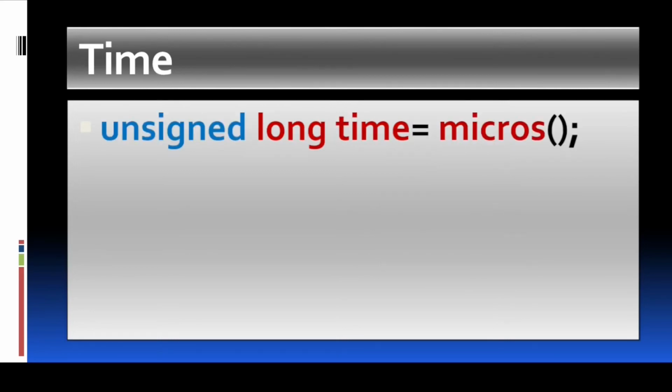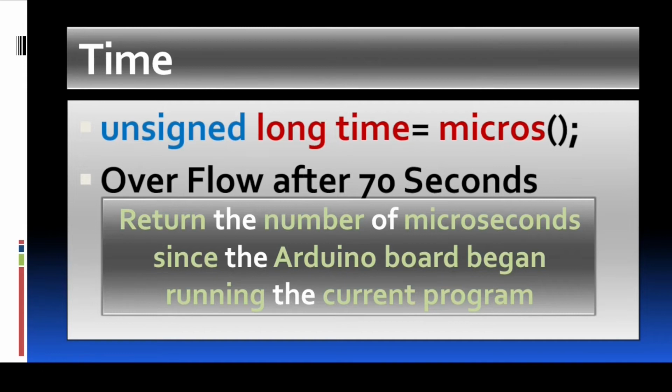Next is micros. This function returns the number of microseconds since the Arduino board began running the current program. This number will overflow after 70 minutes. For Arduino Uno, its resolution is 4 microseconds. Here you can see the example of micros.